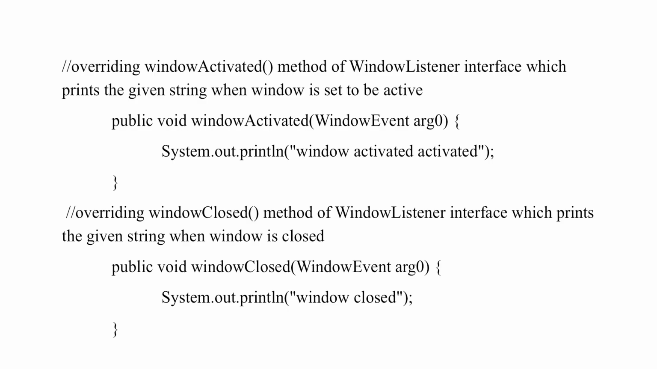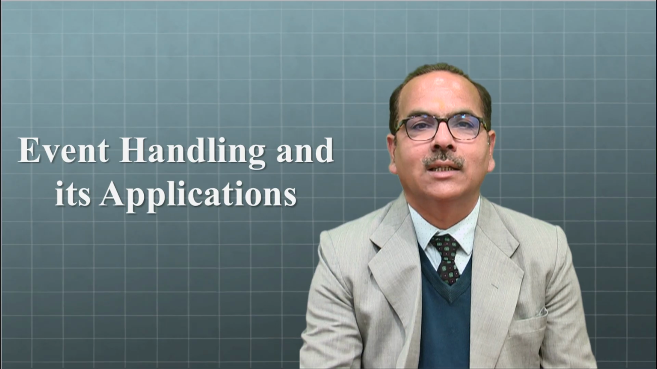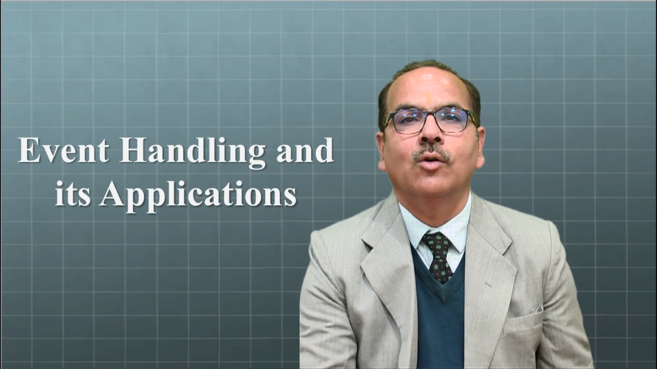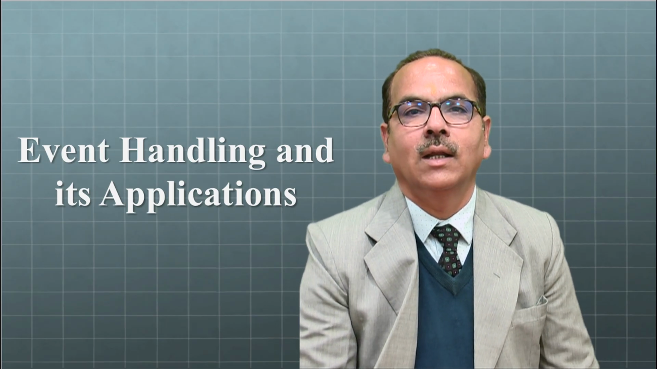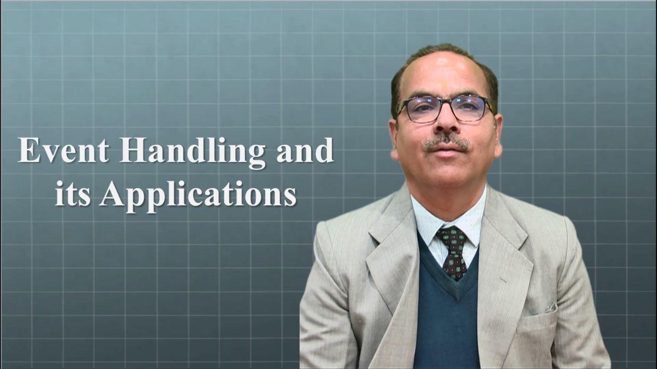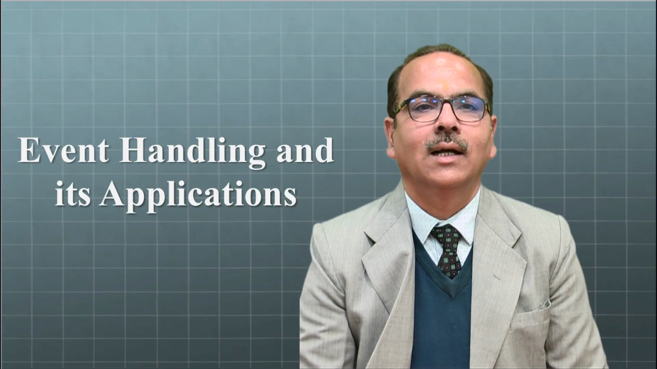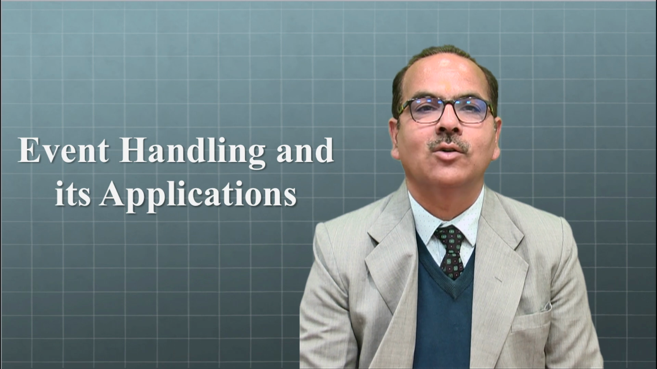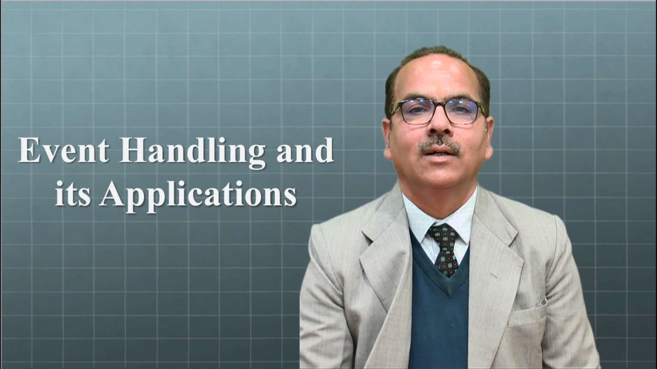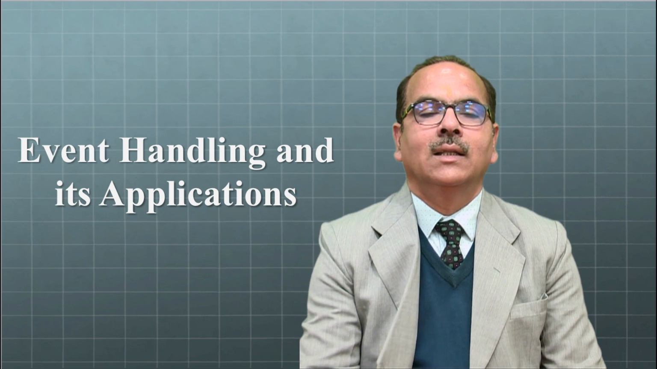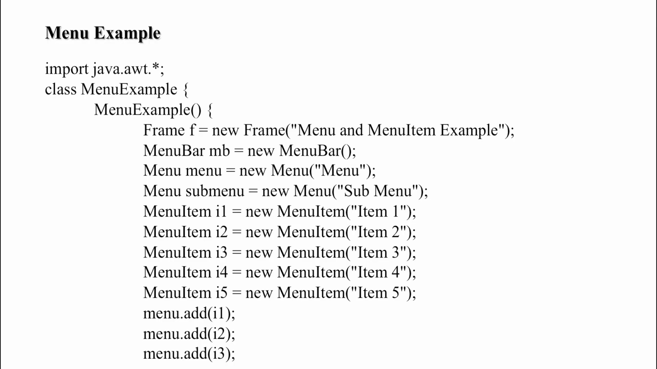Then we have window is closed. When you press the cross, the close button, it will initiate the event, window is closed, and it will notify you. In the same way, it will notify you window is closing. Then window is deactivated. When you close, it will give you a message if it is not active, right?